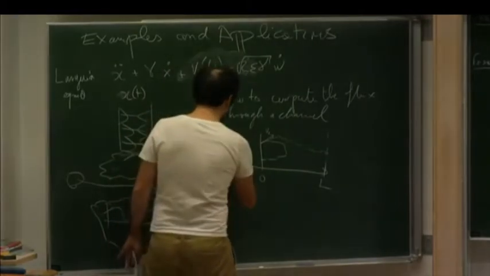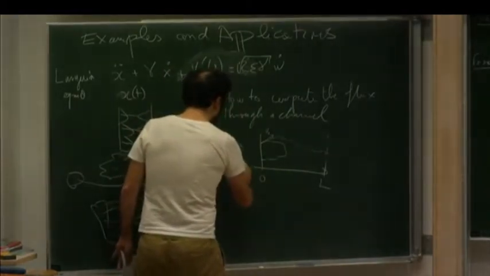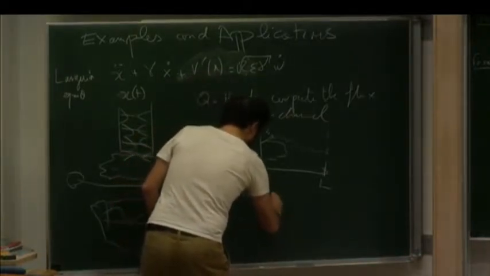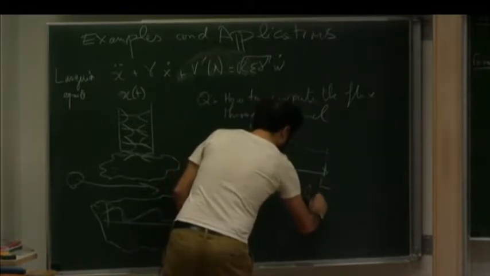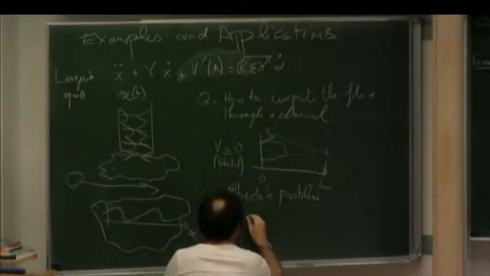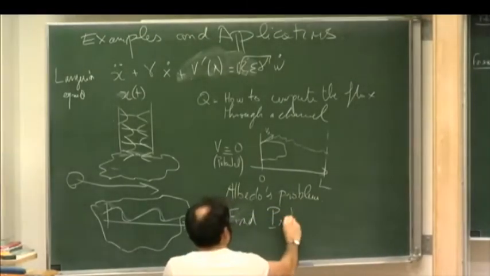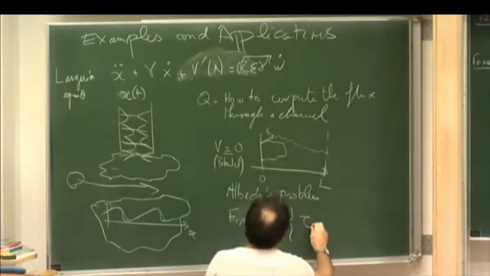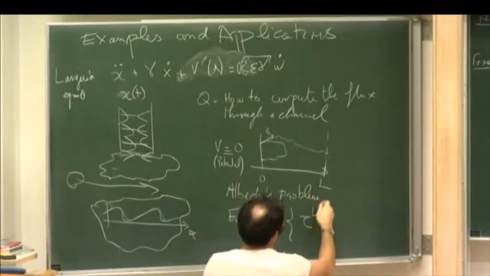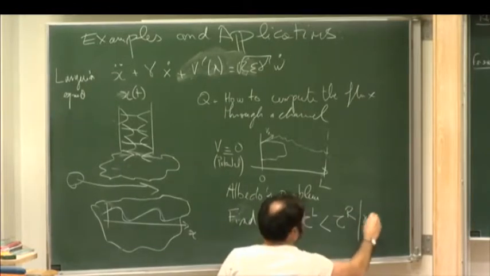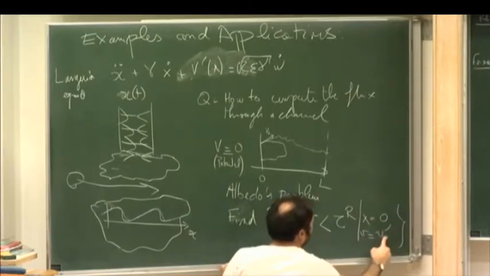All right, so this is for zero potential. This is called the Albedo problem. So what is the probability? Find or compute the probability that the time to go to the left is shorter than the time to go to the right, conditioned on the fact that at time 0 you start at position x equals 0 with a velocity that goes inside, a positive velocity.